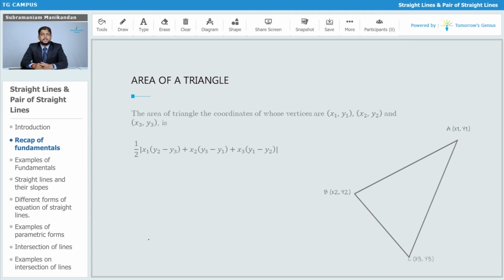This is nothing but the expansion of the determinant given by x1, y1 and 1 in the first row, x2, y2 and 1 in the second row, and x3, y3 and 1 in the third row. So the area of a triangle whose vertices are (x1, y1), (x2, y2) and (x3, y3) is equal to half of the value of the determinant formed by the x and y coordinates of the respective vertices of the triangle in each of the three rows of the determinant.